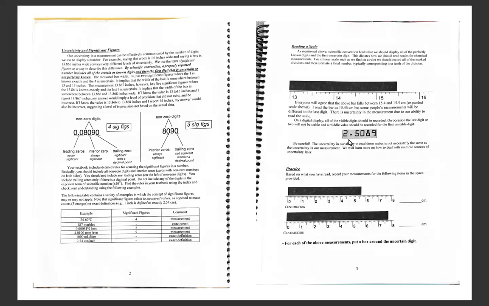So in this example here, we are, let's say, weighing something on a scale. And we know that the scale can certainly record up to three digits. But it adds an extra digit at the end because it's uncertain. So that's why we record it as 2.5089. In this case, this would be 5 sig figs. So keep that in mind.